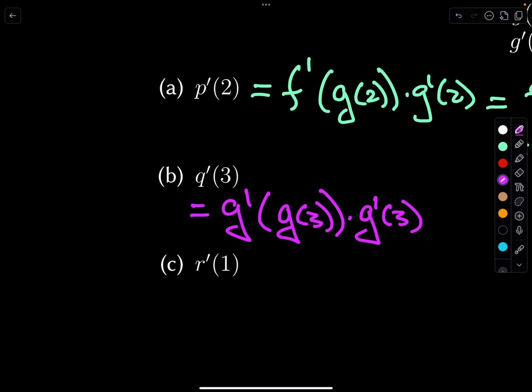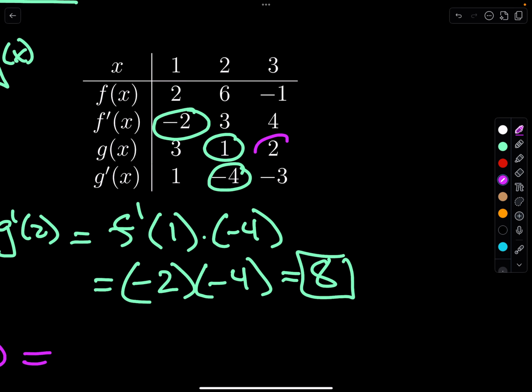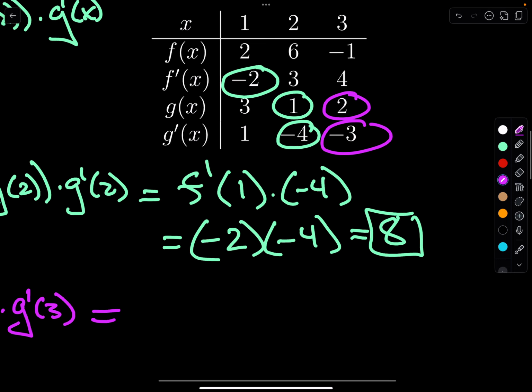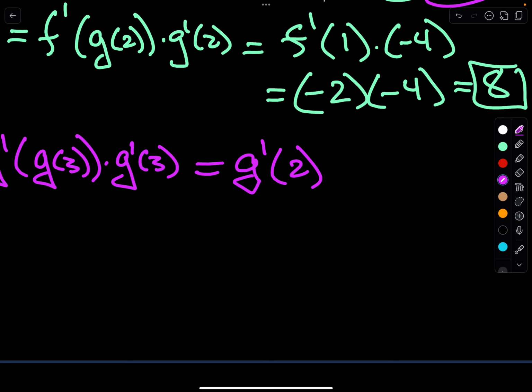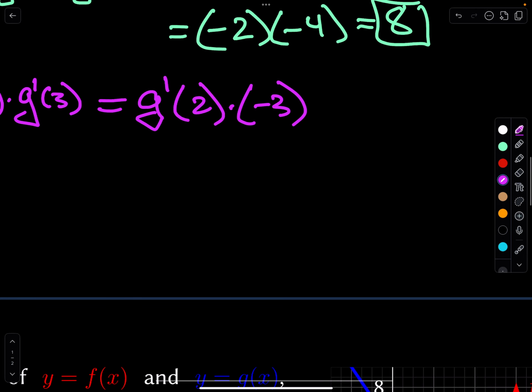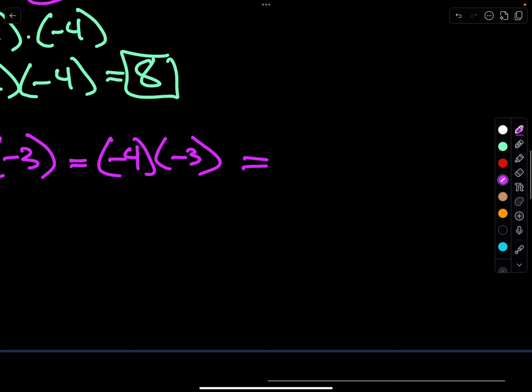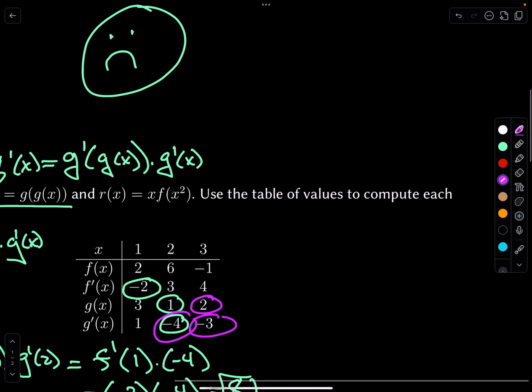Let's go look up g of 3. G of 3 is 2, and g prime of 3 is negative 3. So I want to do g prime of g of 3, which is g prime of 2, and g prime of 3 is negative 3. Now I just have to go look up g prime of 2, which is negative 4. And that takes us to just 12. Next one is r prime of 1.